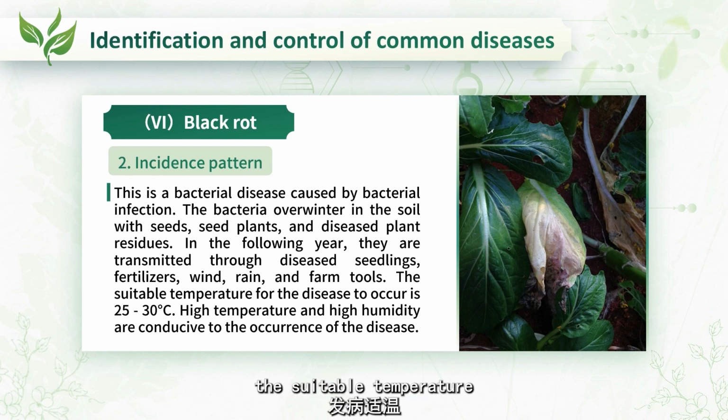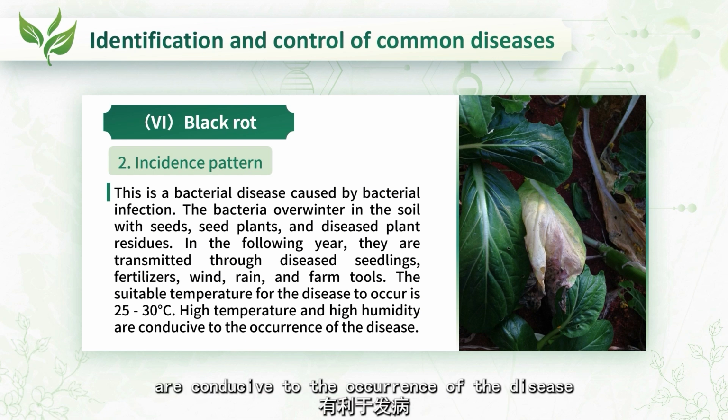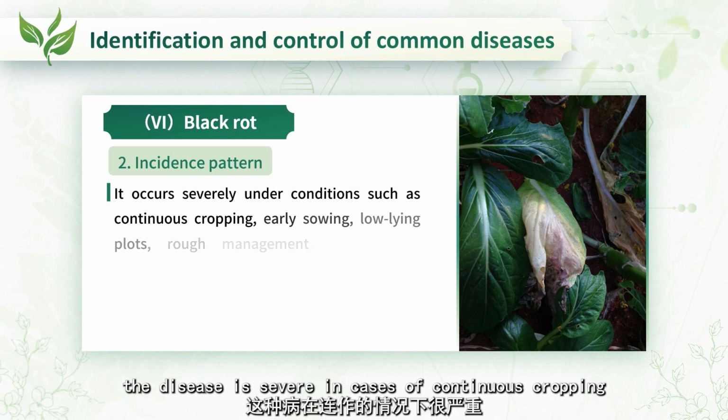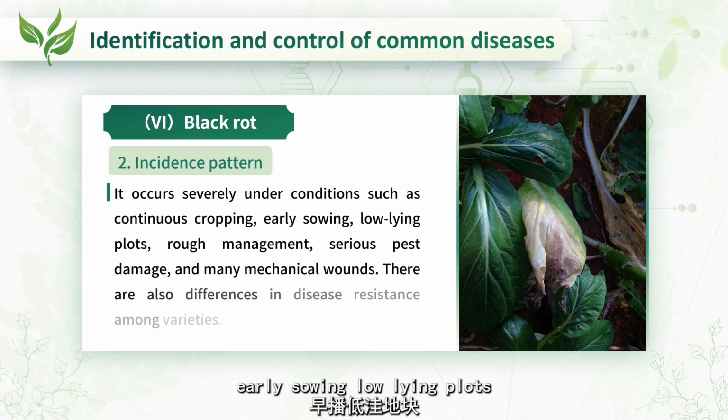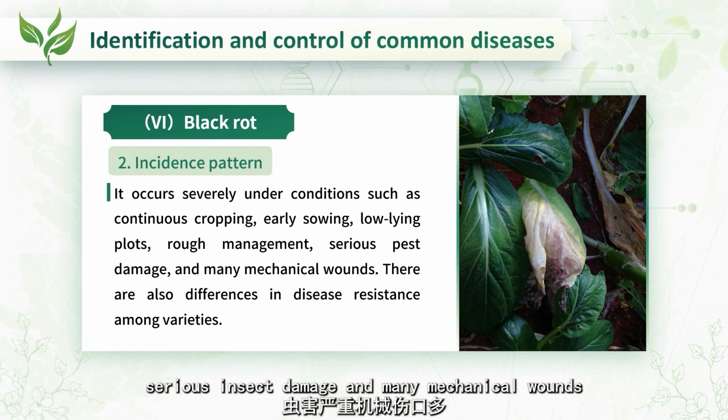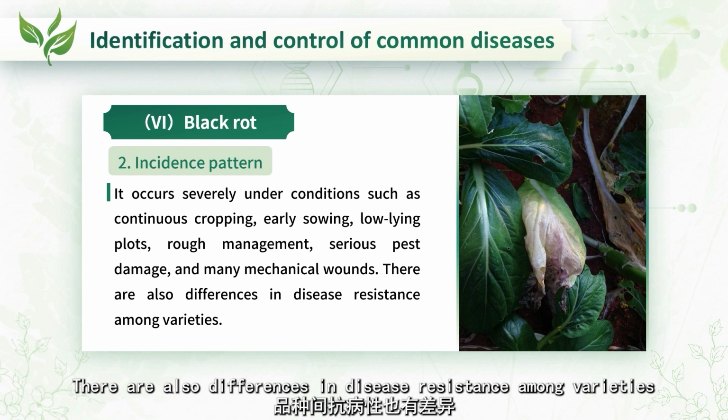The suitable temperature for the occurrence of the disease is 25-30 degrees C. High temperature and high humidity are conducive to the occurrence of the disease. The disease is severe in cases of continuous cropping, early sowing, low-lying plots, rough management, serious insect damage, and many mechanical wounds. There are also differences in disease resistance among varieties.